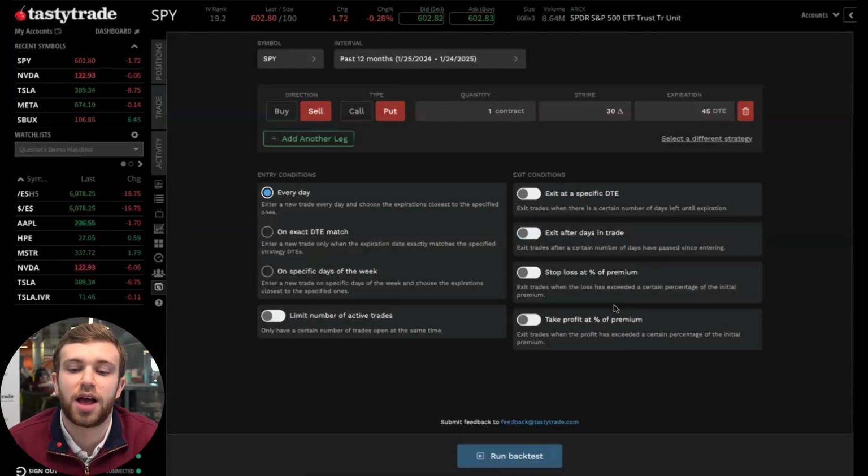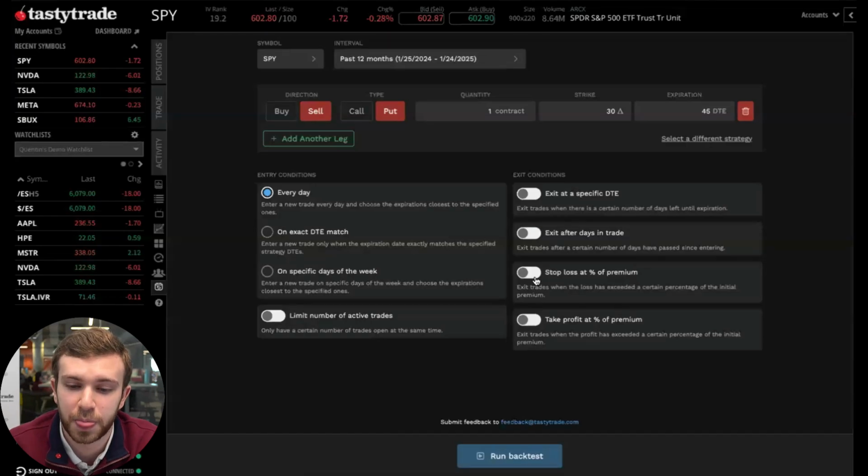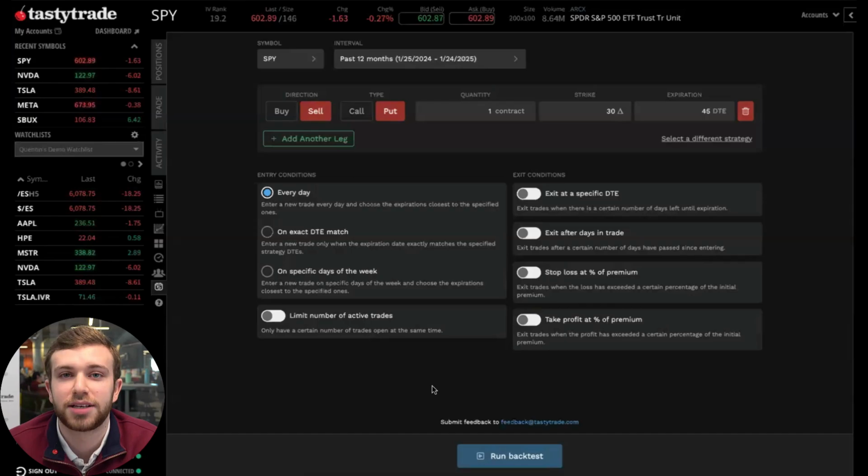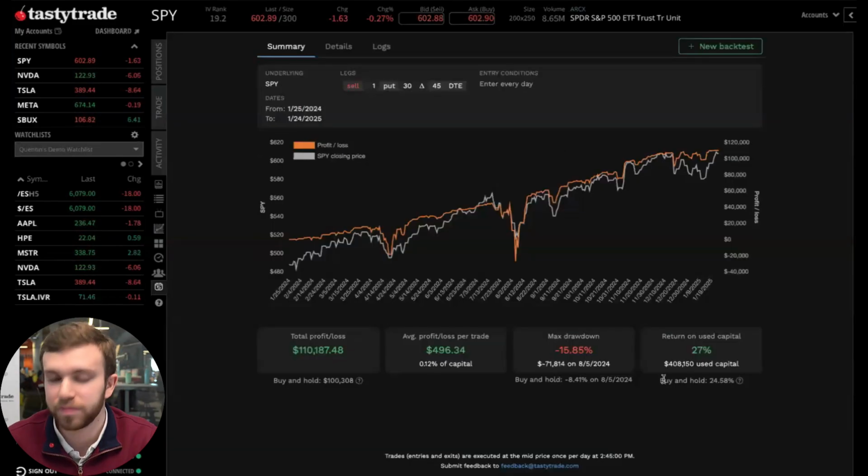And then we also have stop loss at a percent of premium that you can add. You can just add the percentage there, or you can also add a take profit at the percent of premium as well. So let's go ahead and run our first backtest with selling a put at the 30 delta on SPY for the last 12 months. And so this is what it would look like here.